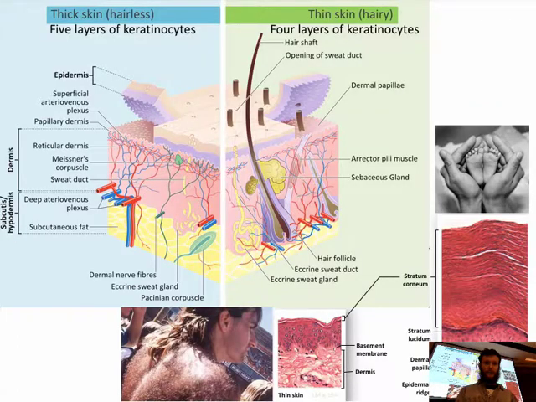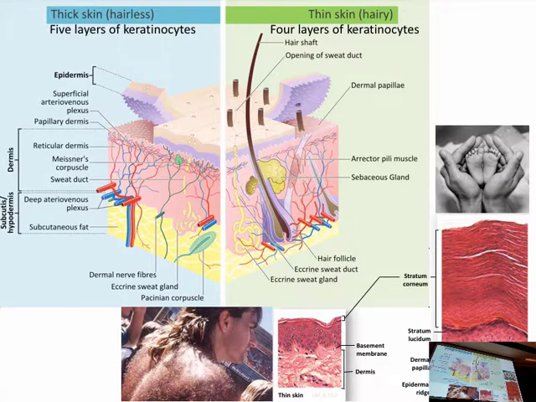All right, so let's go here. Within skin itself, there are two types of skin, and I think we're probably familiar with that. There is thin skin and thick skin. Thin skin has 4 layers of keratinocytes in the epidermis, and thick skin has 5 layers of cells in the epidermis. And thick skin is called hairless skin because there's no hair that grows in it.